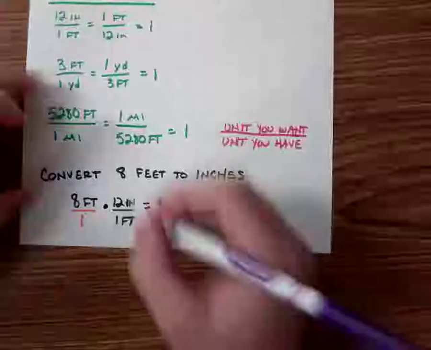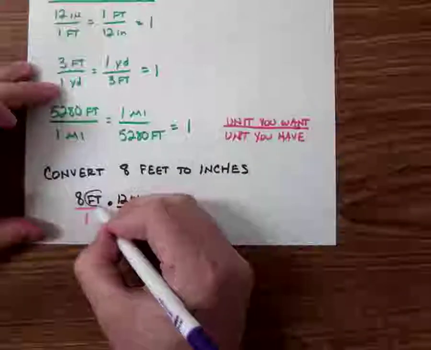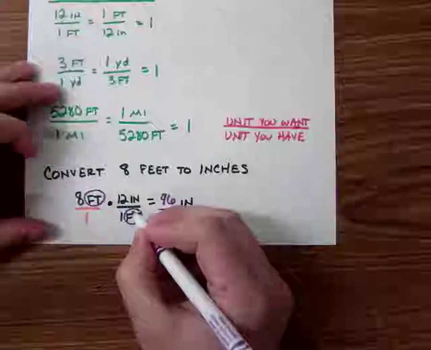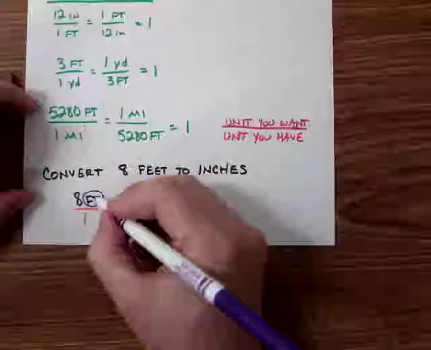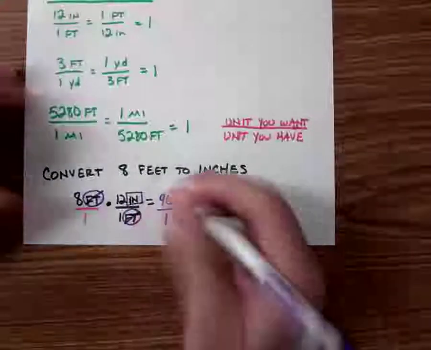Well, anything you have on the top can cancel with anything you have on the bottom. So I have feet on the top. Here's feet on the bottom. Feet on the top and feet on the bottom will cancel out. And that's why I'm left with just inches.